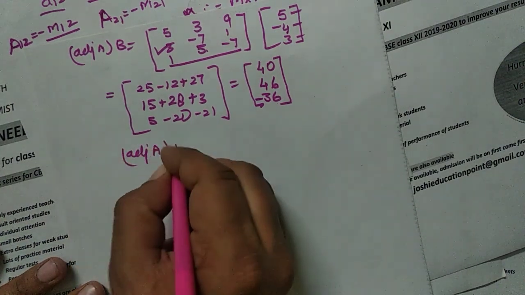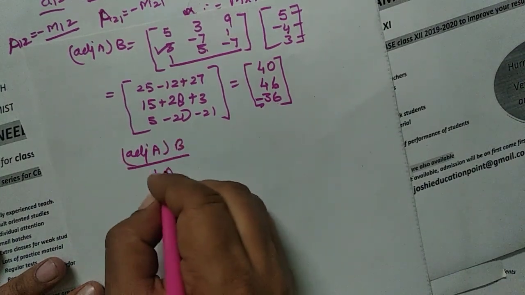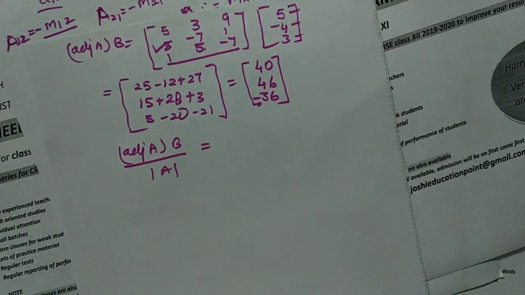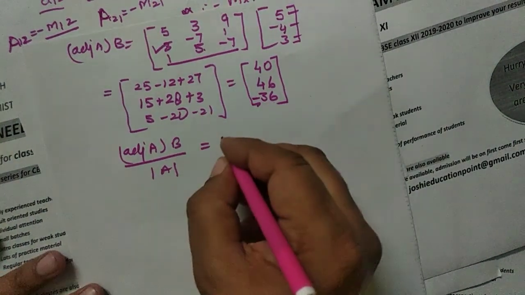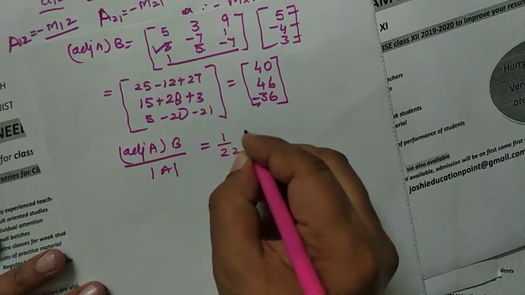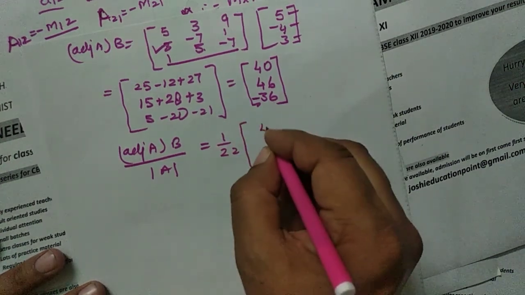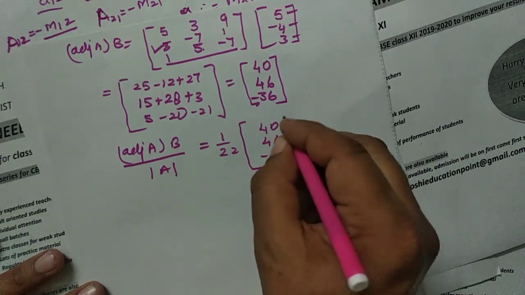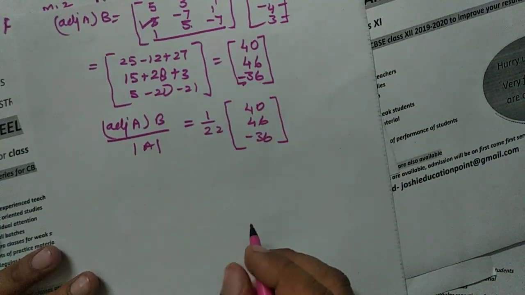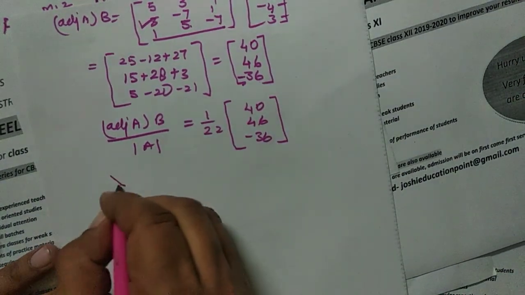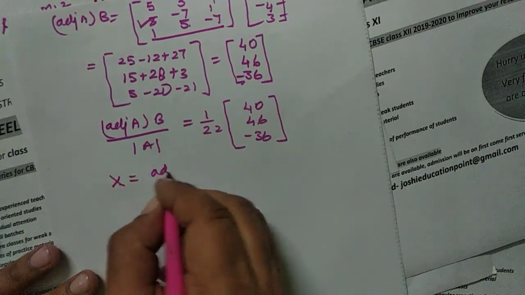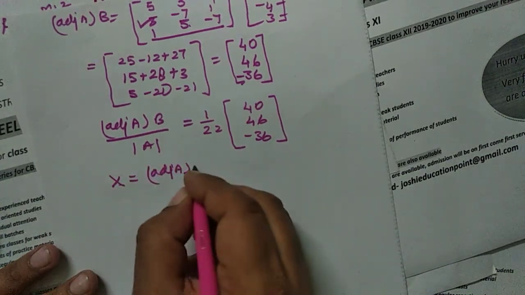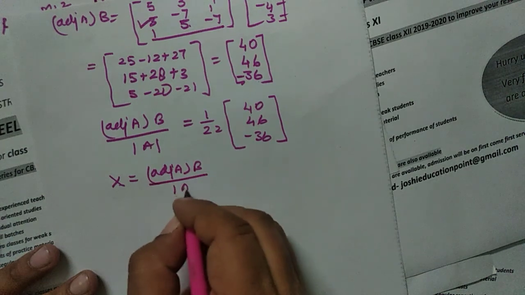A into B divided by determinant of A. So the value of determinant of A is 22. So it is 1 upon 22 of 40, 46, minus 36. That would be equal to X. X is equal to adjoint of A into B divided by determinant of A.